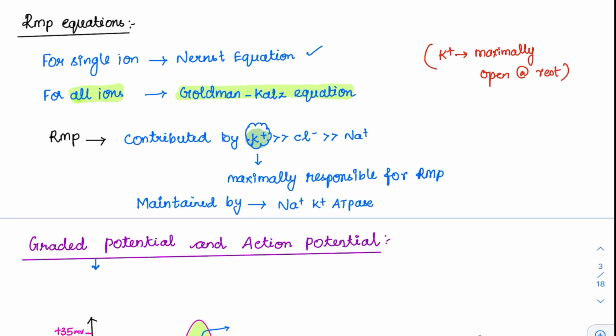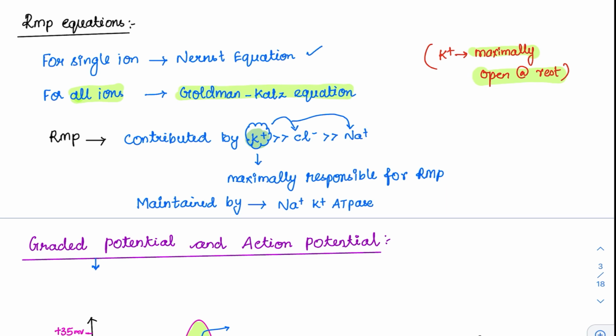We are not giving any stimulus at all. Whenever we give a stimulus, then it is called an action potential or graded potential. We are not giving any stimulus. At rest, this channel is maximally open. So that is the reason why potassium is contributing maximally to the RMP. Then after that, followed by chloride, then very, very little by the sodium channel.